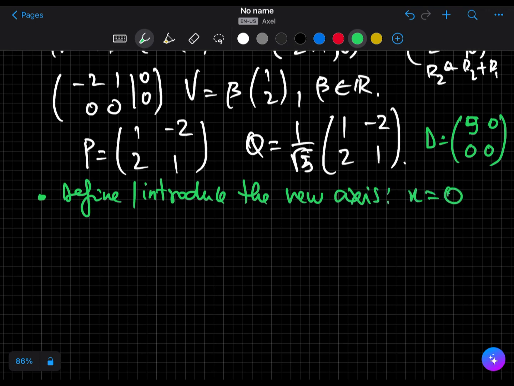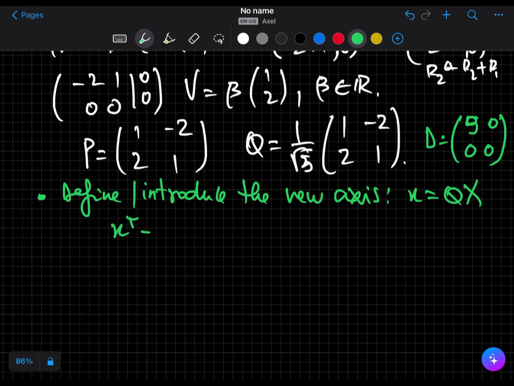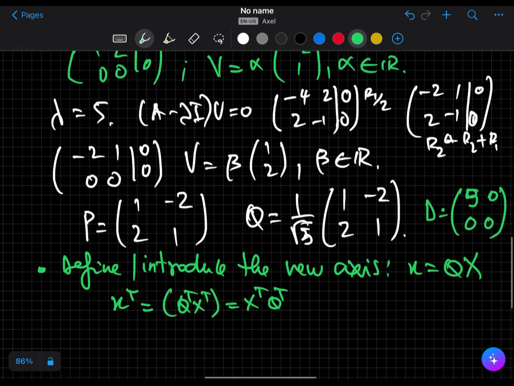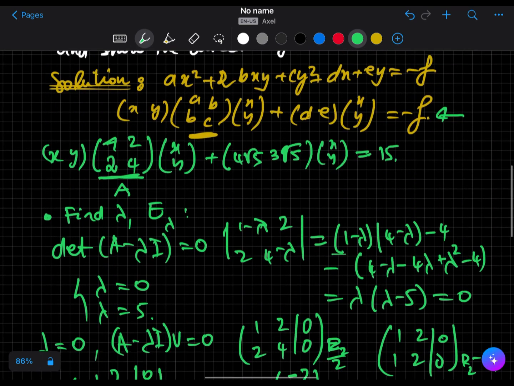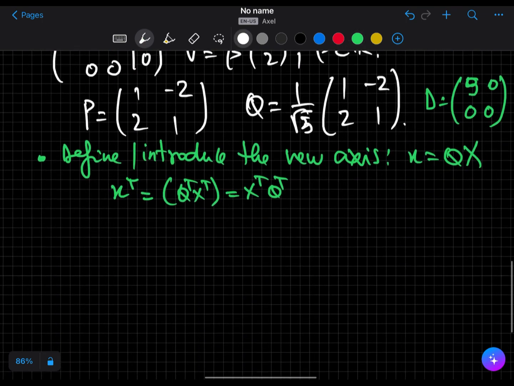By letting x equals to Q capital X. So once we have that, we know that X transpose equals to Q^T Y^T X^T, sorry, which also equals to X^T Q^T, right? And we can replace it in the equation, this equation here, replacing everything in there.